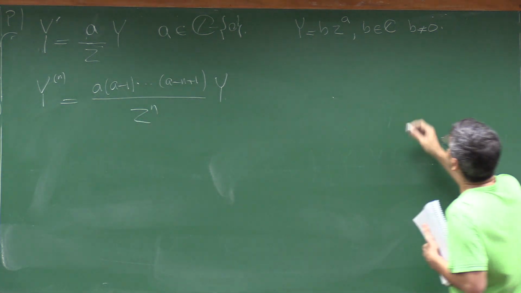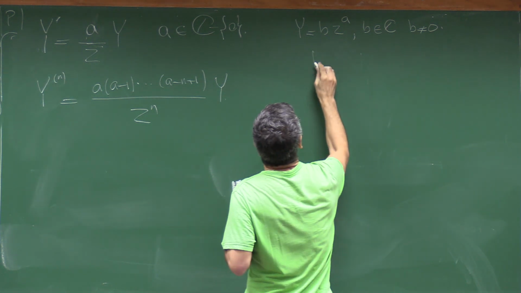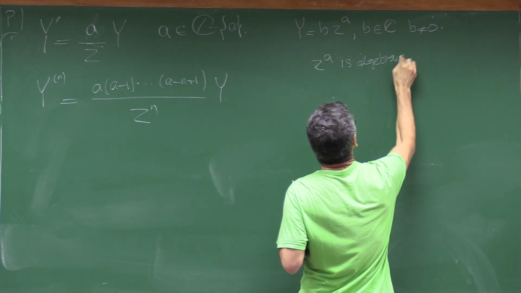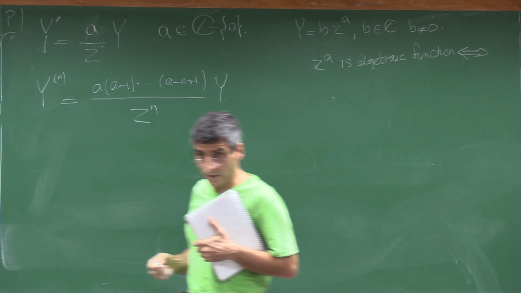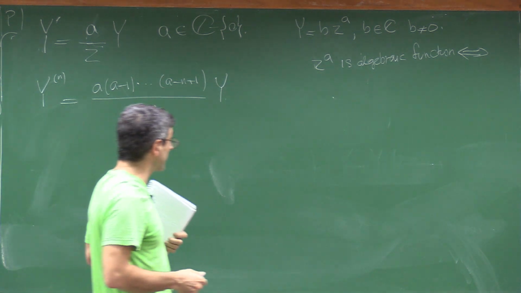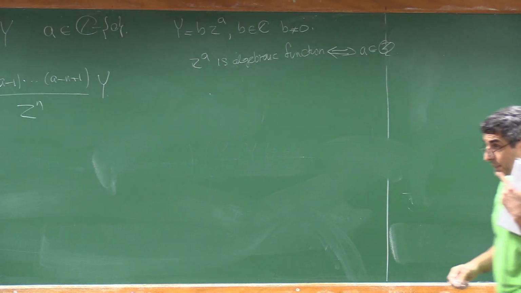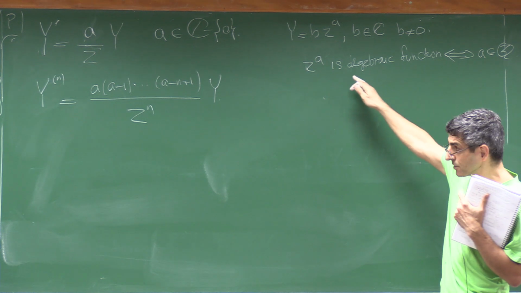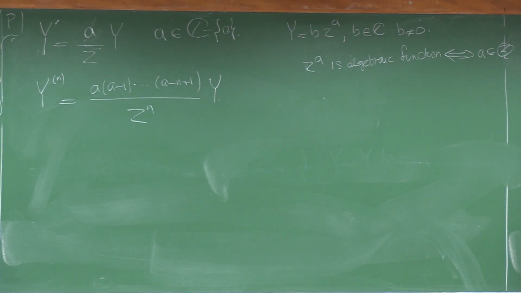Well, z^a, and also we know that z^a is an algebraic function if a is rational. If you take another complex number, it is not algebraic. But this doesn't solve the conjecture, because it says that the p-curvature must be 0. So let's do the exercise.